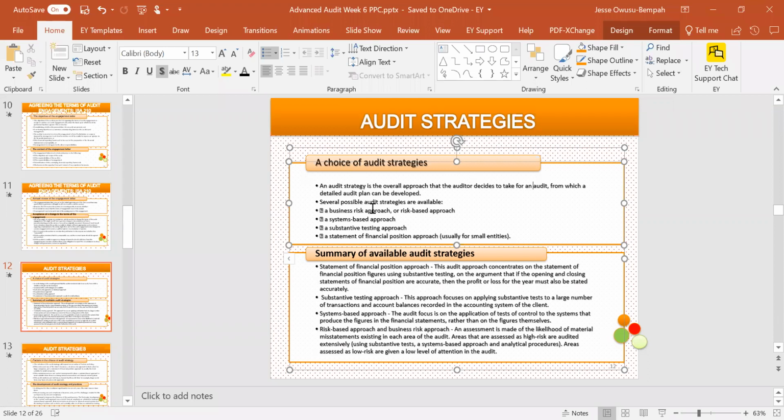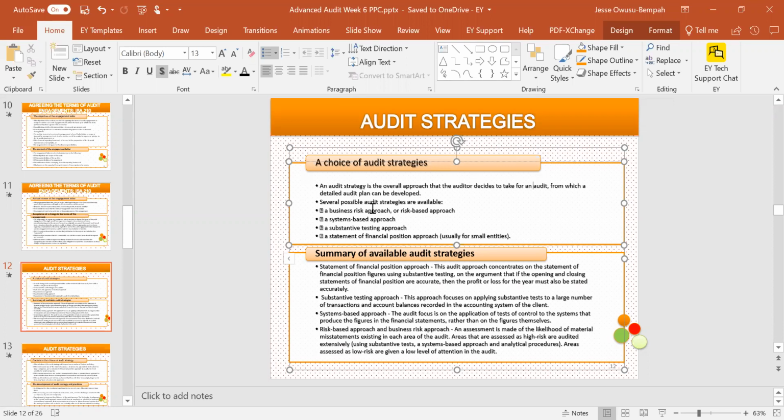There are several possible audit strategies available. Number one is the business risk approach, or the risk-based approach. Number two is the system-based approach. Number three is the substantive testing approach. Number four is the statement of financial position approach, which is usually used by small entities. Now, let's look at a summary of all these approaches.